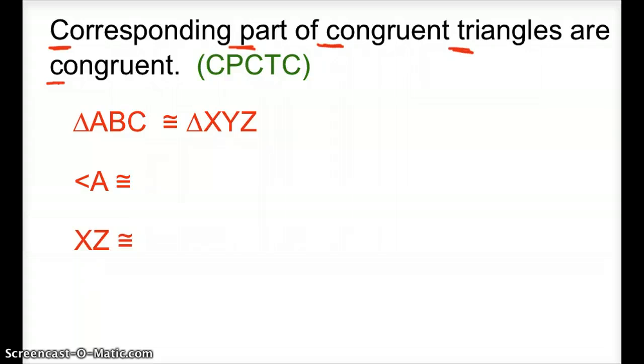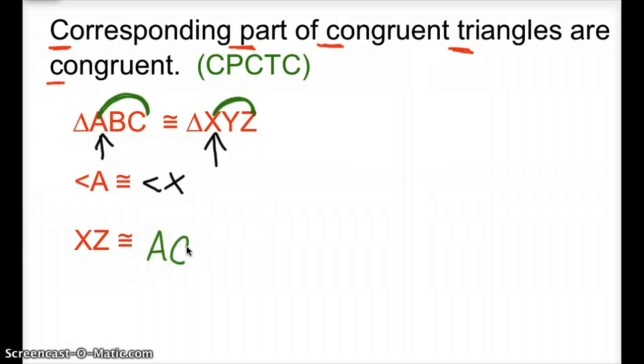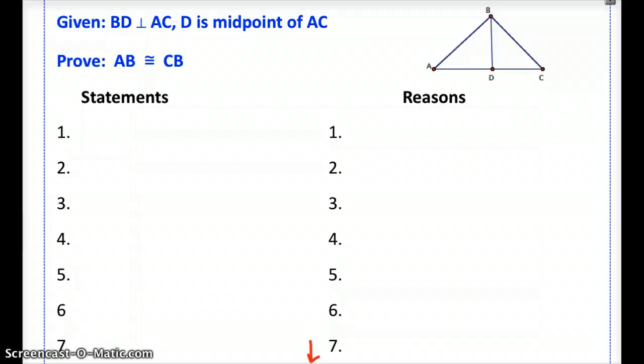I'm not going to draw out my triangles, but I should know if my two triangles are congruent, then angle A would be congruent to angle X. And I should know then that XZ is going to be congruent to AC. We've talked about that before, but we haven't talked about that postulate. So once I have triangles congruent, then the parts of the triangle are congruent by CPCTC. All right, let's turn back to that first proof on the previous page.